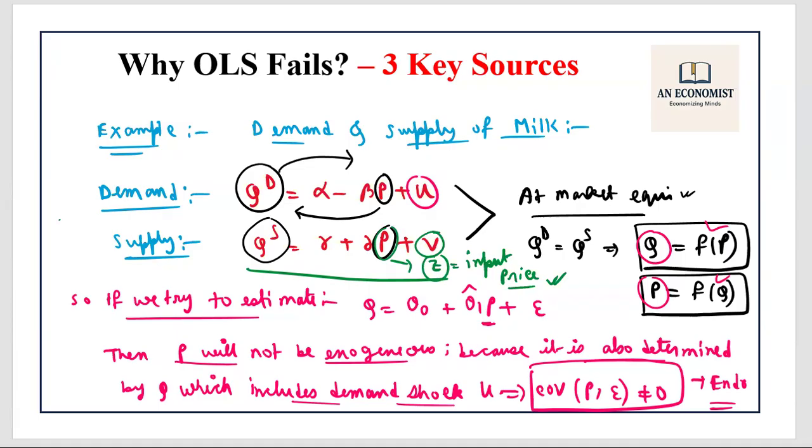This is also known as the cost shifters. In the demand-supply scenario, we use the cost shifters as an instrument for the price, and this shifts the supply. This will shift the supply, but not the demand, right? So this is also an application of the instrumental variable.